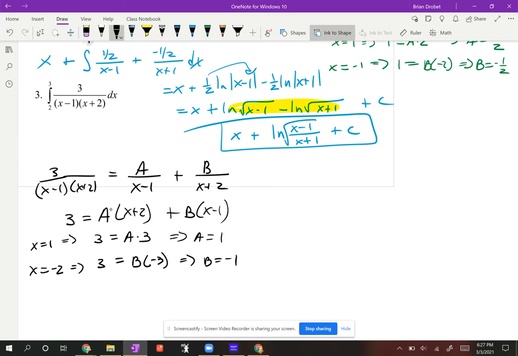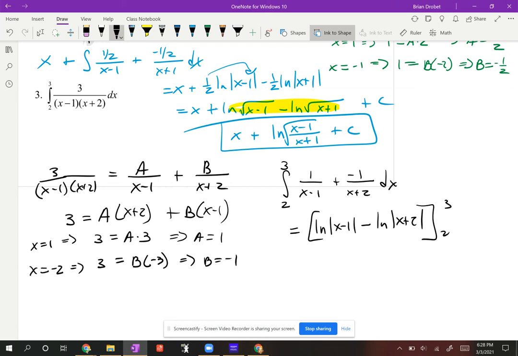All right, so my integral from 2 to 3 of 3 over x minus 1 times x plus 2 is exactly the same as the integral from 2 to 3 of a over x minus 1 plus b over x plus 2. And once again, these are each going to be natural logs. So ln x minus 1 minus ln absolute value x plus 2. Don't need the plus c this time because it is a definite integral. So that's from 2 to 3. And then I'm just going to go ahead and combine these right now. This is equivalent to ln of x minus 1 over x plus 2 in absolute value from 2 to 3. So once again, difference in the logs, log of the quotient.